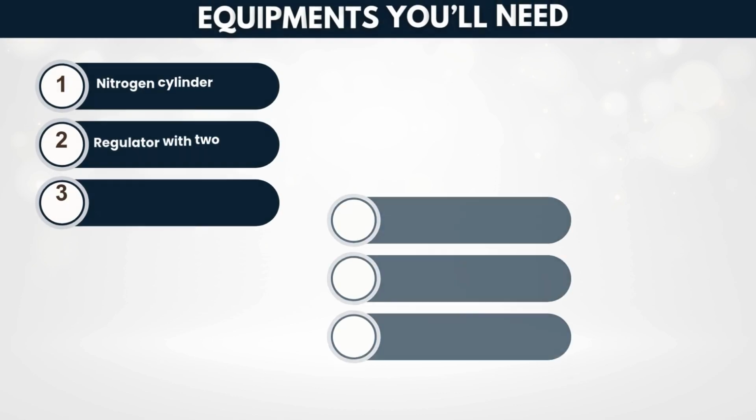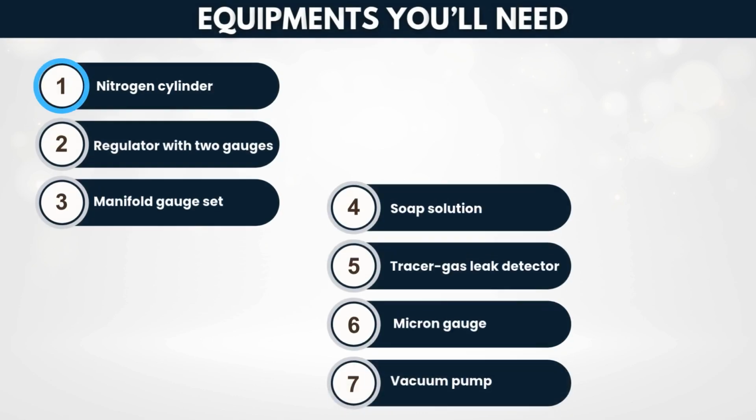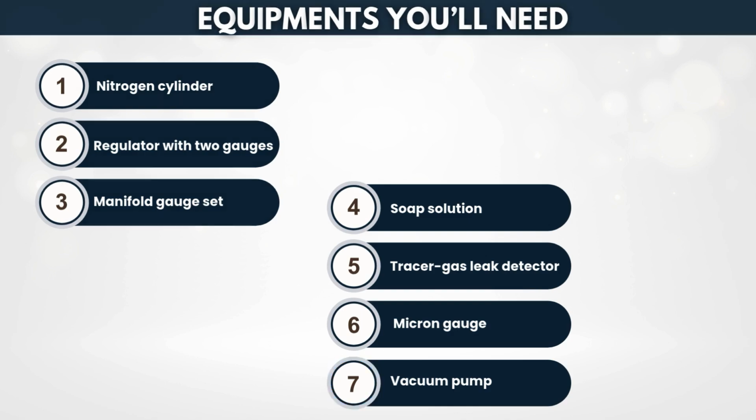Here's what you'll need for the test: a nitrogen cylinder, a regulator with 2 gauges, a manifold gauge set with blue, red, and yellow hoses, a soap solution for the bubble test, an electronic or tracer gas leak detector, and finally, a micron gauge and vacuum pump for the evacuation step later on.